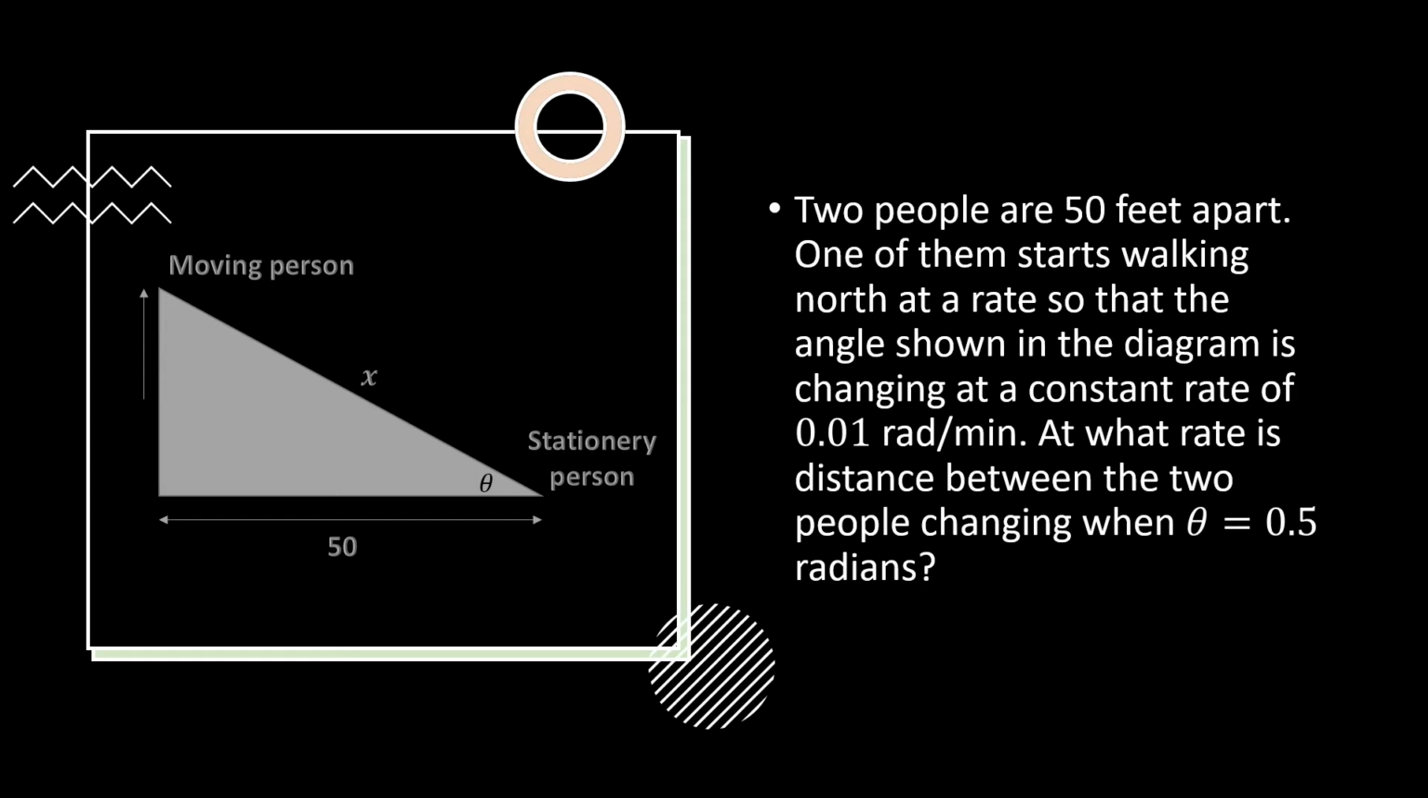As we can see on the left side, there's a diagram to show how the situation is working. There's the moving person and the stationary person, and x and theta are the manipulated variables, and the 50 feet is the initial distance between the moving person and the stationary person. So that's all for me. We'll pass it up to the next presenter.